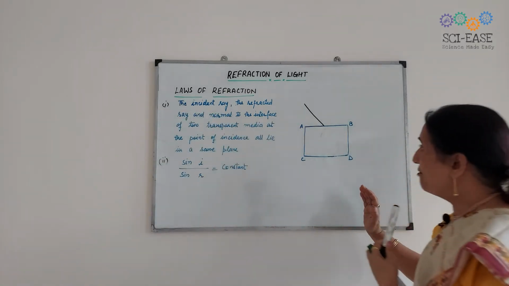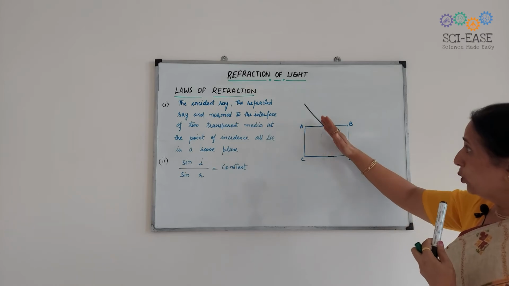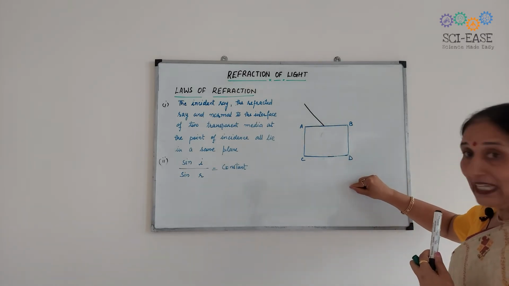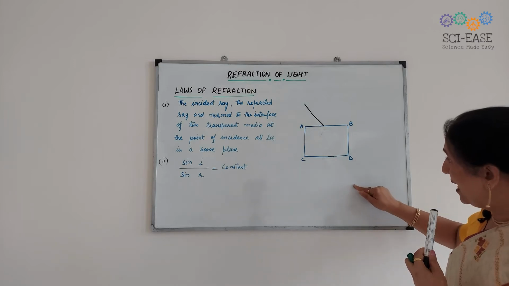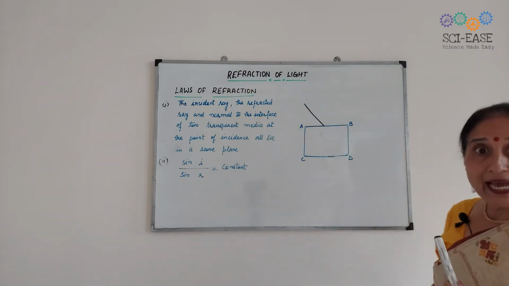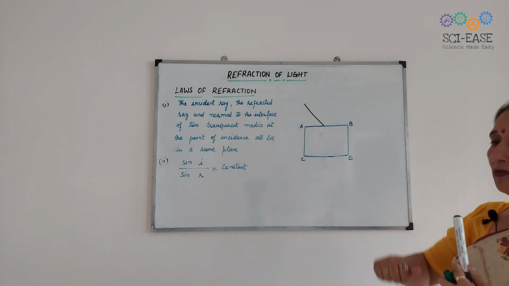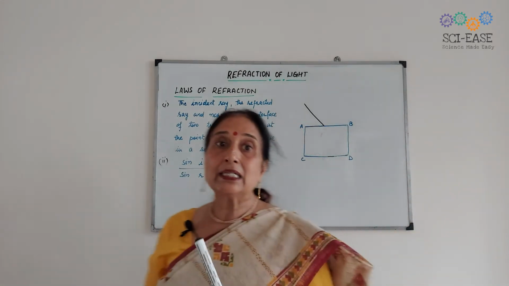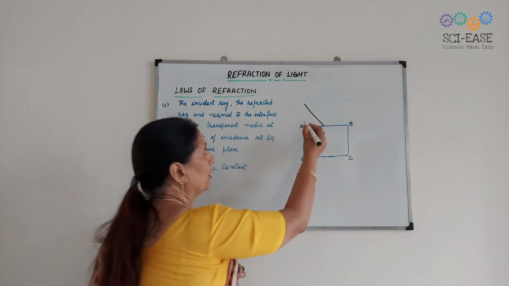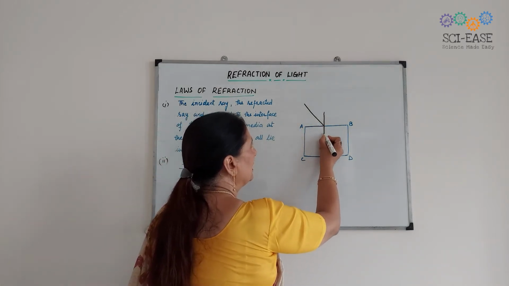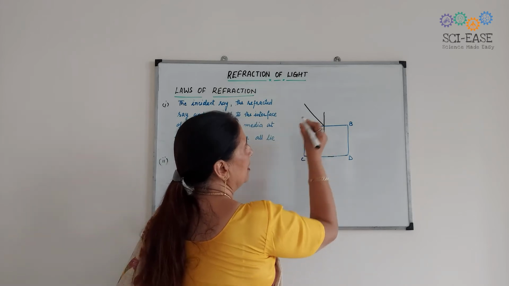Now see from this side and place two pins on this side so that they are in one line, and then you will remove the glass slab and draw the normal. What do you mean by normal? It is a 90-degree angle.